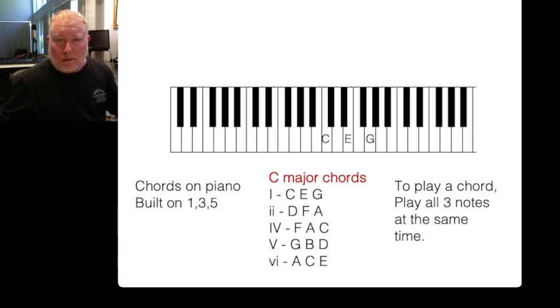C, skip a note, E, skip a note, G. If we go one step higher and do it starting on D, we get D, F, A. Starting on F: F, skip a note G to A, skip a note B to C. We've got the F chord, and the same with G, B, D, the G chord.